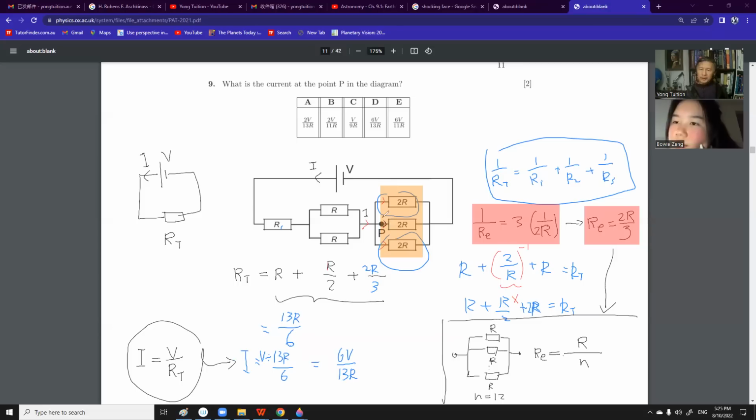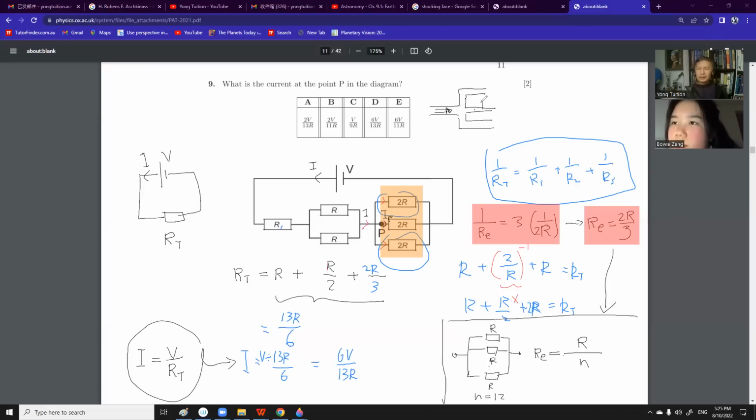Across the P, can we use IP? What is the current across the P? The same as I? No, of course not. If you have a water pipe that was divided into three equal smaller pipes, can you see? So this current here must be the sum of these three components.